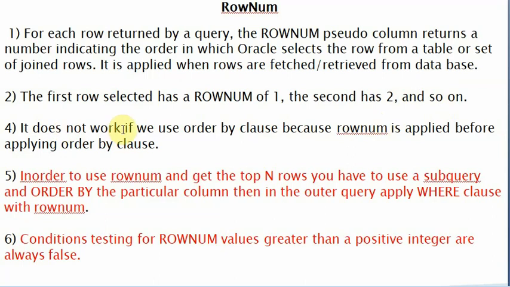But ROWNUM does not work properly if we use an ORDER BY clause, because ROWNUM is applied before the ORDER BY clause. In order to use ROWNUM and get the top N rows, we have to use a subquery and order by the particular column. Then in the outer query we can apply the WHERE clause with ROWNUM. Conditions testing for ROWNUM values greater than a positive integer are always false.